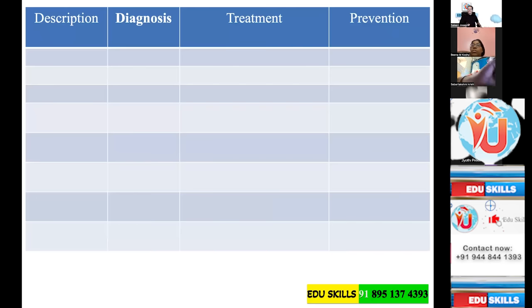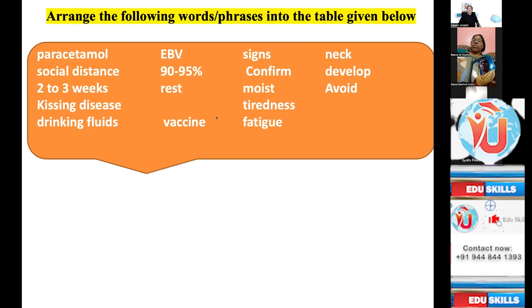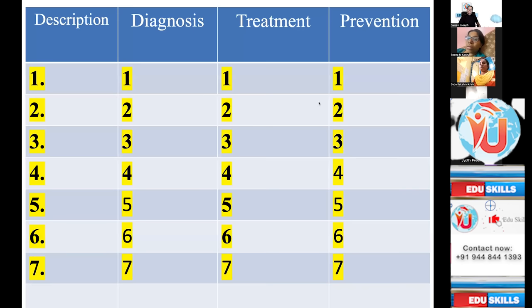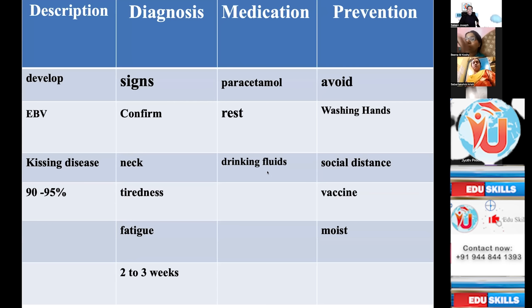Now try to analyze and put them into these columns, even without looking at the text. Now arrange the following into these columns. These are the keywords; you will have to arrange them into proper columns. It's a good exercise for you, with 4 columns and keywords. This is all practice for you. See, this is how the keywords will be distributed.